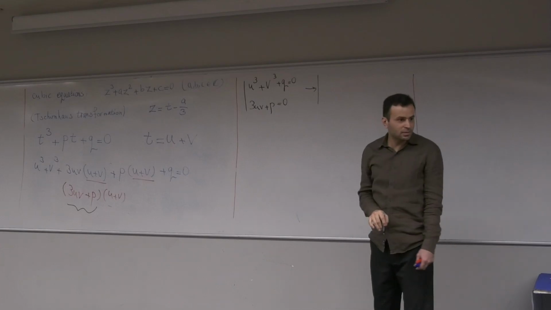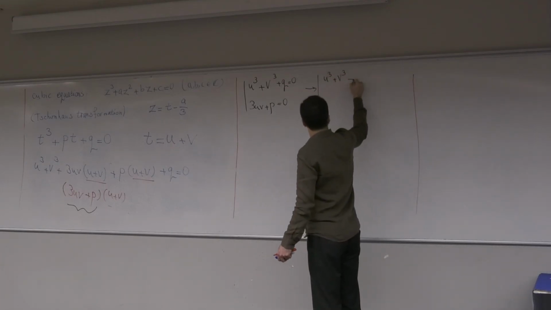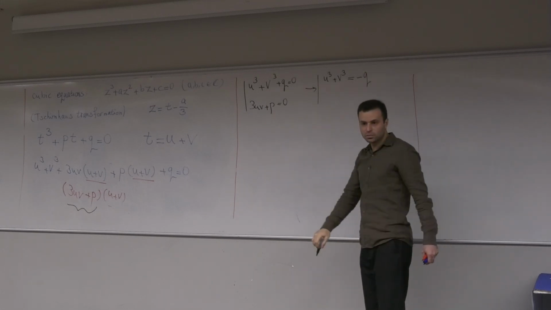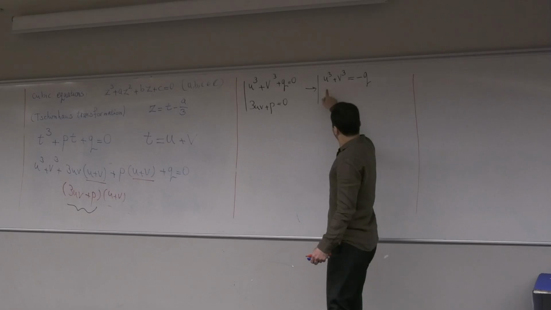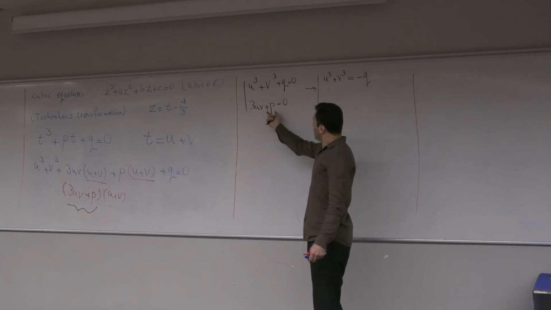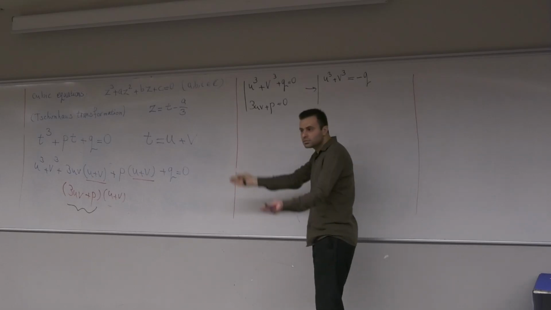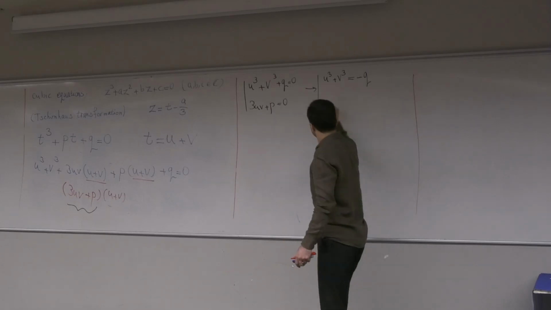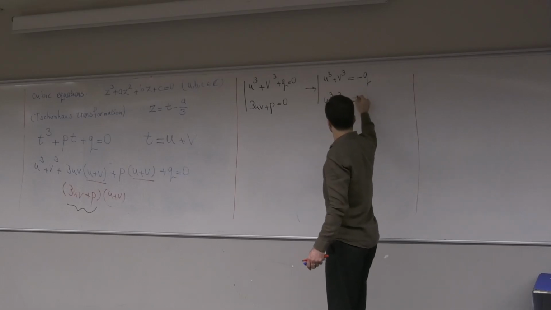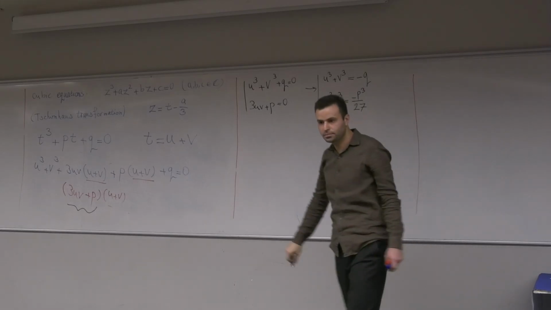Another thing that I'm going to do: u to the power of 3 plus v to the power of 3. What is this going to be equal to? Minus q. Okay. I want to also have u to the power of 3 times v to the power of 3. Take this b to the other side, divide it by 3, and raise to the power of 3. So u to the power of 3 times v to the power of 3 is going to be minus p to the power of 3 divided by 27.